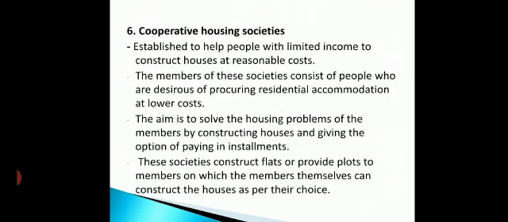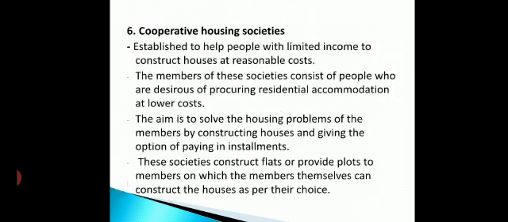The aim is to solve the housing problems of the members by constructing houses and giving the option of paying in installments. It is very difficult to arrange the amount for residential accommodation at once, or a huge amount in hard cash. It's very difficult for a common man or a middle class person to pay a lump sum amount for their own residential accommodation. So such cooperative societies provide residential accommodation in installments.